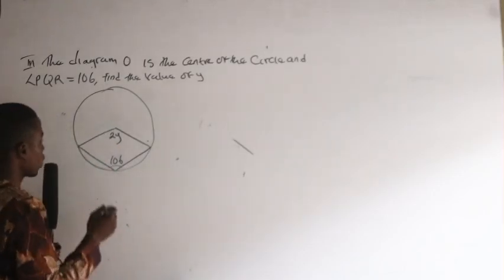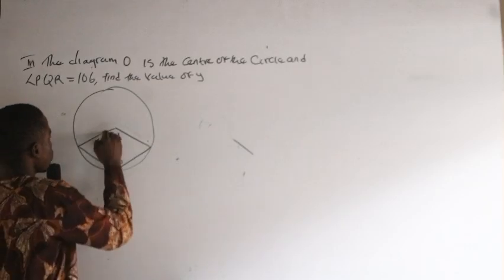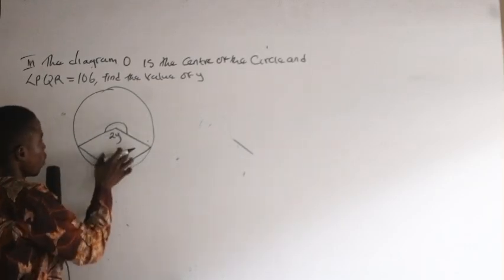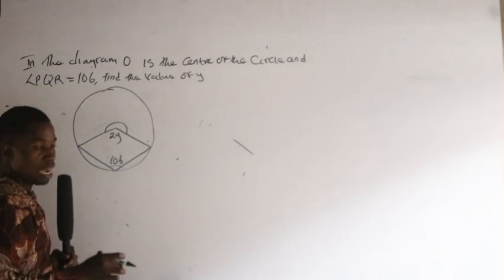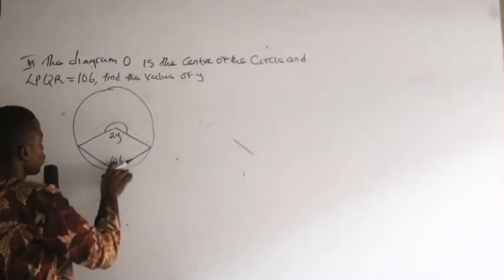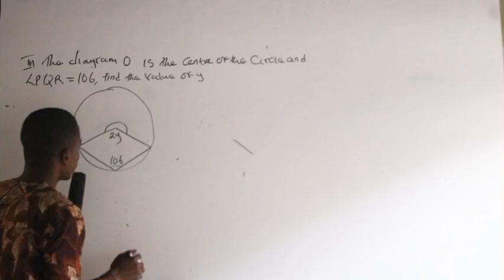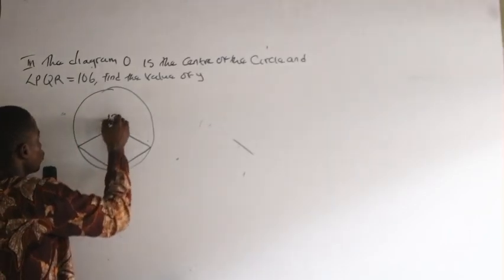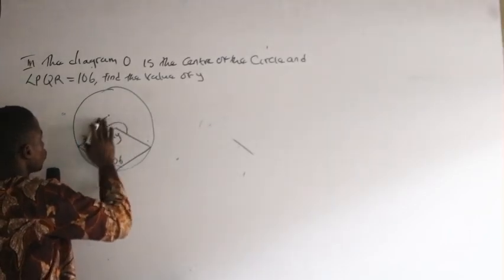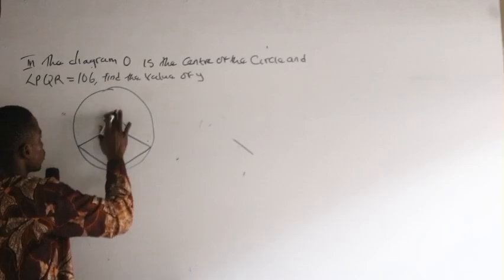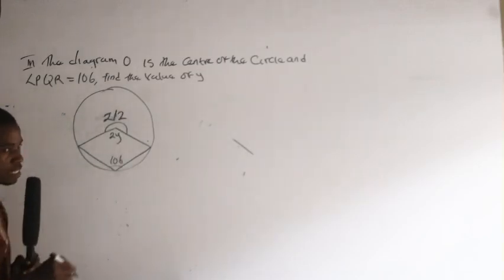Now, who can tell me the angle of this place? The angle of this place is what? Turn this one by 2. That is 212. 2, 12. Are you getting me now?